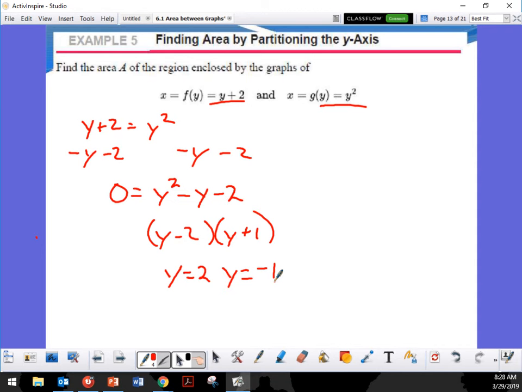Alright, so now we have it set up. So now I'm going to have an integral, right? And it's going to be from negative 1 to 2. But now, these are not x's, these are y's. Since these are y's, I'm going to have a dy, because I'm taking integration in terms of y this time. Now, let's see what my graph is going to look like. So I'm going to sketch a graph.